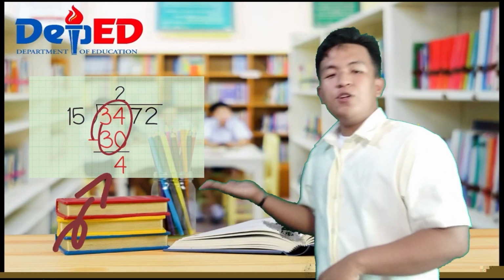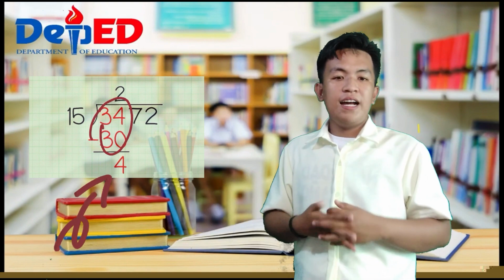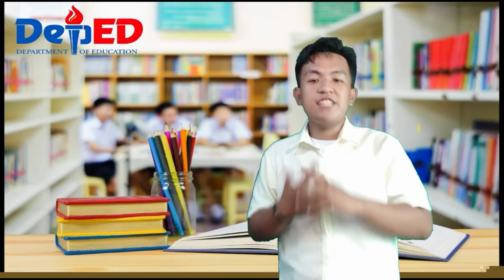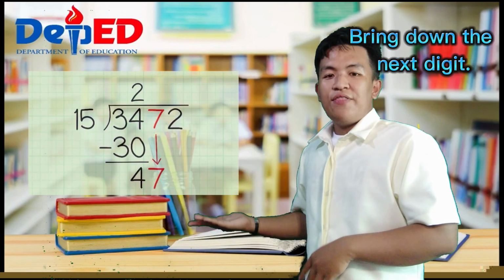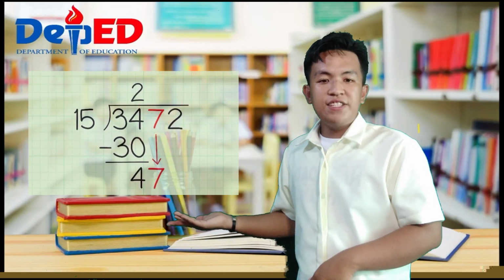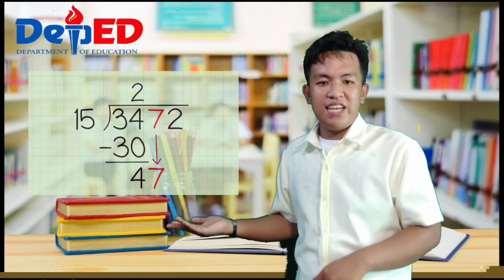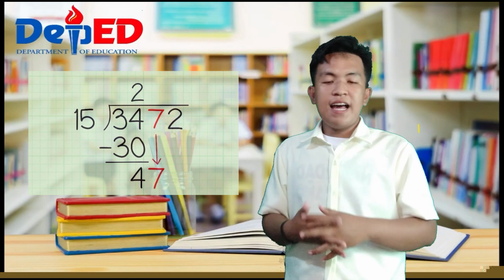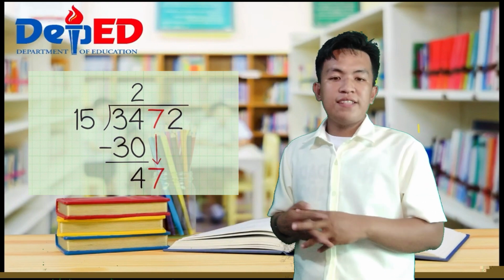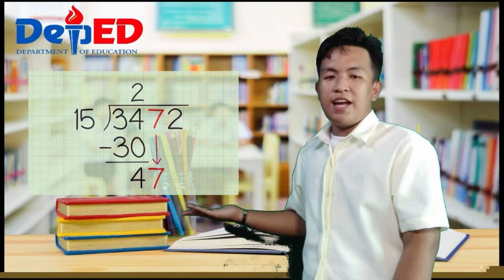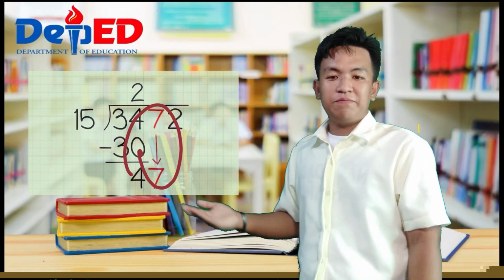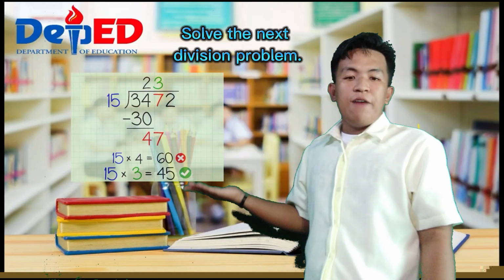So, we'll need to use it in the next step, which is to bring down the next digit of the answer until we finish. So, leave the 4 where it is and bring down the 7 from 3,472 to make 47. And the next step is to solve the division problem.